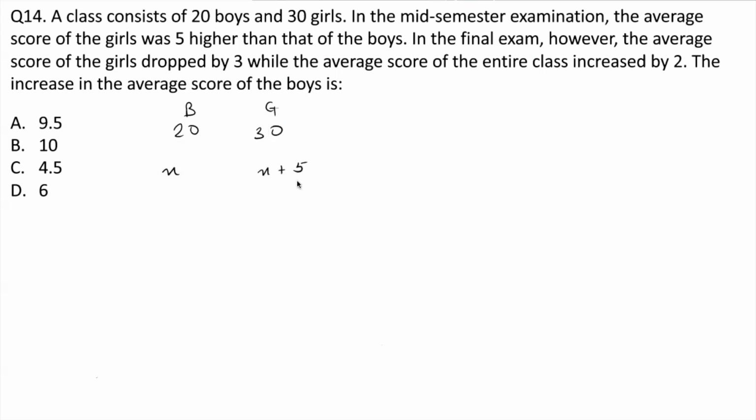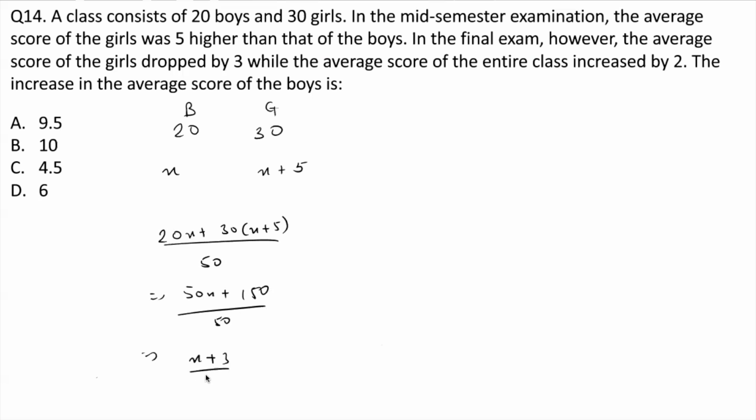So can we calculate the combined average? 20 into X plus 30 into X plus 5, divided by 20 plus 30, 50. So this will become 20x plus 30x, 50x, plus 30 into 5, 150, the whole thing upon 50. This is x plus 3. So initially the combined average of both of them is x plus 3.